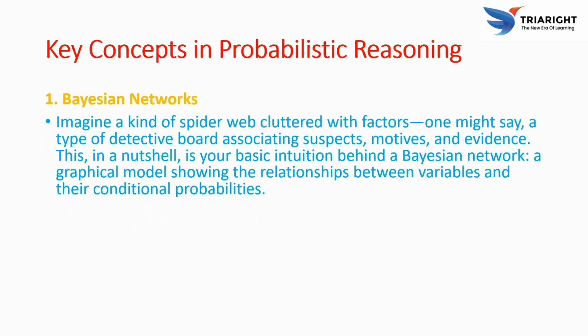So it is an important concept in Bayesian theory. A Bayesian network is a graphical model that illustrates the relationship between different variables and their conditional probabilities, like the analogy of a spider web clustered with factors or a detective board showcasing suspects, motives, and evidence. With the help of visualization, we see how the different pieces of information are connected. It's about understanding how the probability of one event depends on the occurrence of another event.